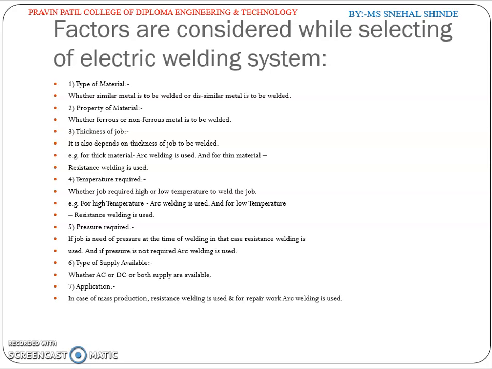Then pressure required, if the job needs pressure at the time of welding. In that case, resistance welding is used, and if pressure is not required, arc welding is used. Type of supply available, whether AC or DC or both supplies are available. Then the application: in case of mass production, resistance welding is used; for repair work, arc welding is used.